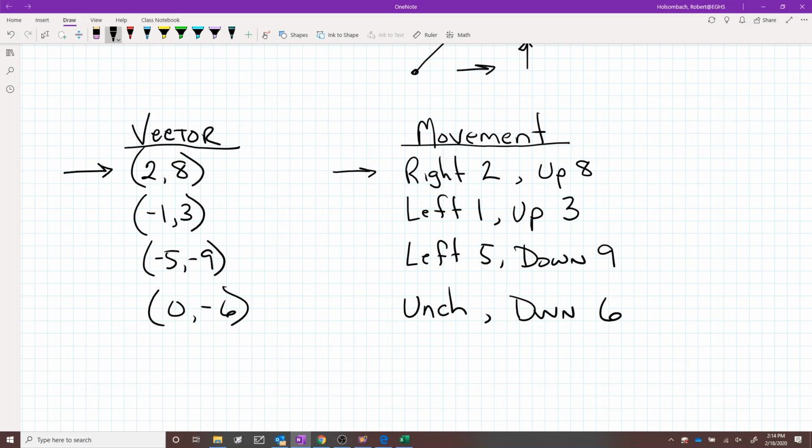What does a vector that looks like just a straight down? For your x to be unchanged and your y to go down 6, yeah, it would look like this. Yeah, straight down. You know, left 5, down 9. So that's left and down, so that's more like this, right? Left 1, up 3, so we're going from here, we're going left and up, more like that. Right 2, up 8, so we'll go right and up, so it's more steep.